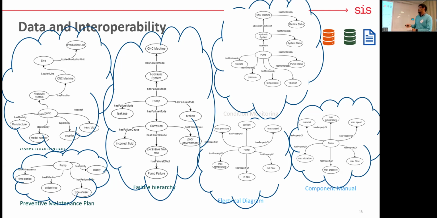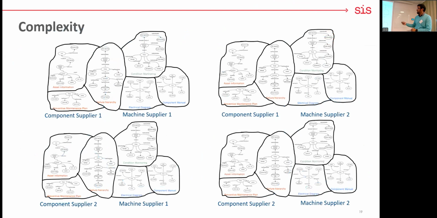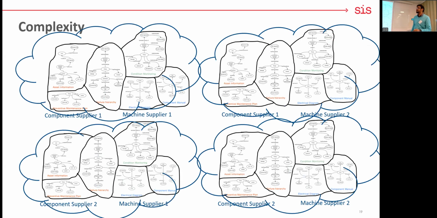So this is for one production machine as an example. But in a production environment, we have tens of thousands of machines. Each one has a different structure, with different component suppliers in the same machine. It's a combination. We have like 15 or 20 types of machine suppliers and hundreds of types of component suppliers. So it's a big problem.